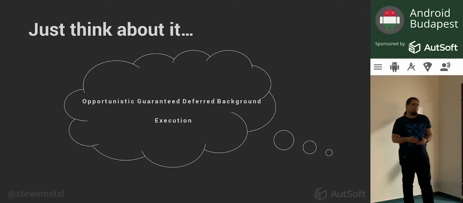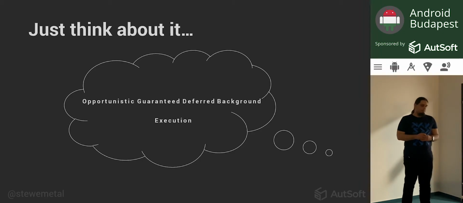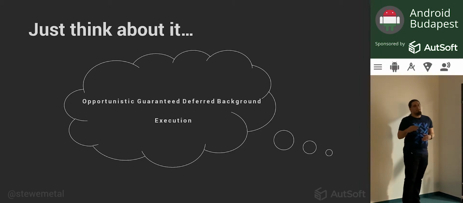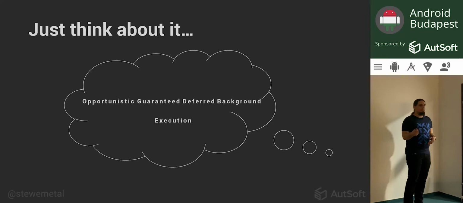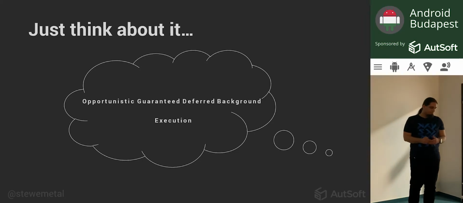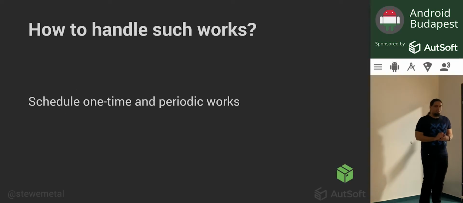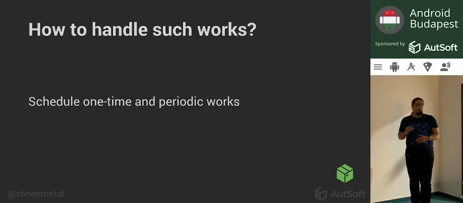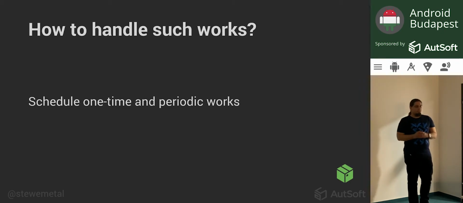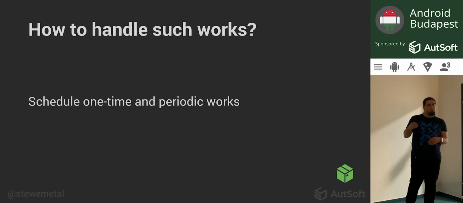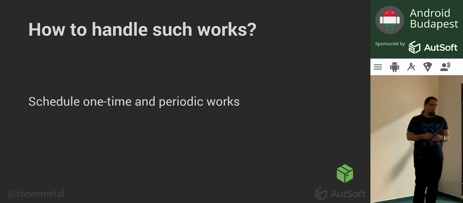So let's just think about some tasks we can do with this method. Basically, you can do background synchronization with a server. You can download like events or images or upload images like Google Photos do. So this is what this is about. And let's think a little bit more about what we could do if we wanted to handle these tasks on our own. First of all, we would really like to schedule one-time or periodic works and handle the scheduling of them.